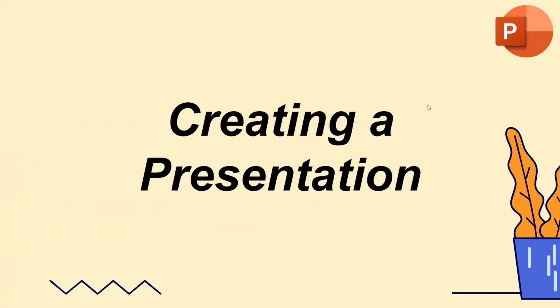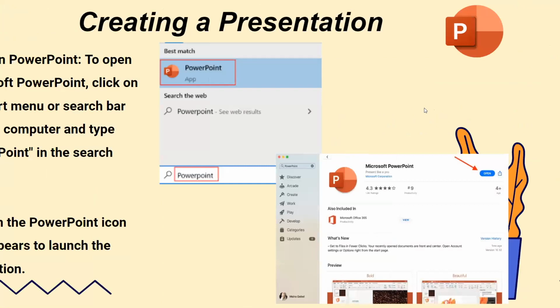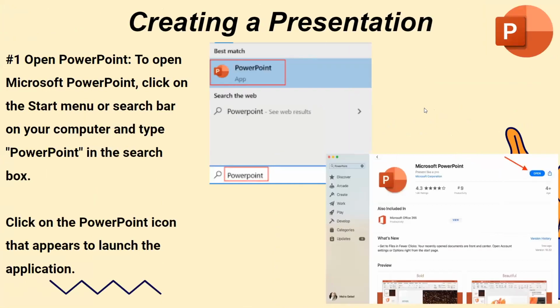So let's go through the process of how to create a presentation. First, to get into PowerPoint, you're going to open Microsoft PowerPoint by clicking on the Start menu or the search bar and typing PowerPoint in. Then you'll click on the PowerPoint icon that appears in the launch application, as you can see here.